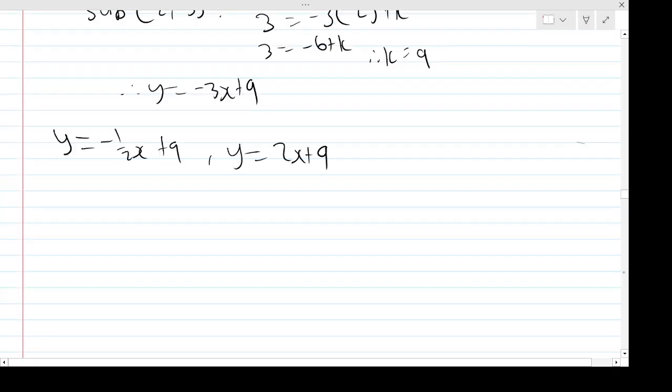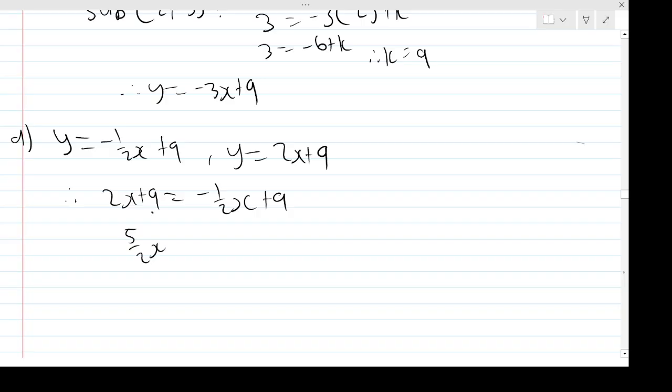Okay, if I substitute that in, therefore equate them together, I get 2x plus 9 equals minus a half x plus 9. If I add a half x to both sides, 2 plus a half is 5 over 2, so that's 5 over 2 x. Then I'm going to move the positive 9 to the other side. That would get me 0, okay?